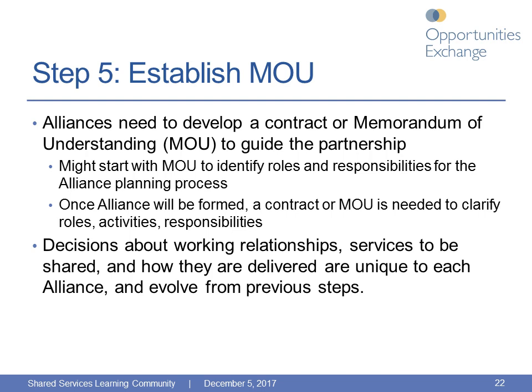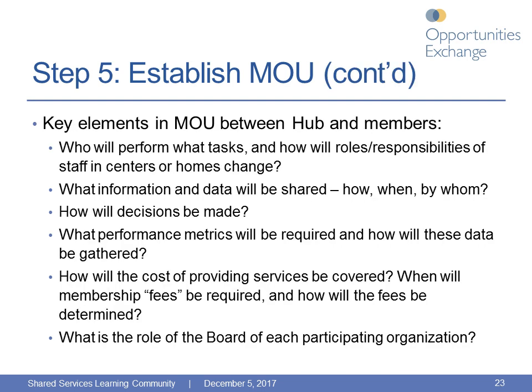these decisions about how folks are going to work together and who's going to do what are really unique to each alliance and are going to evolve from the steps that I've described. So, you're going to want to talk about who's going to do what task, what data is going to be shared, how, by whom, how are decisions going to be made, what kind of performance metrics are required, how's the data going to be gathered, how's the cost of providing the service going to be covered, what is the role of the board in each participating organization, if the organizations have boards. So those are just some examples of the kinds of things you want to include in there.